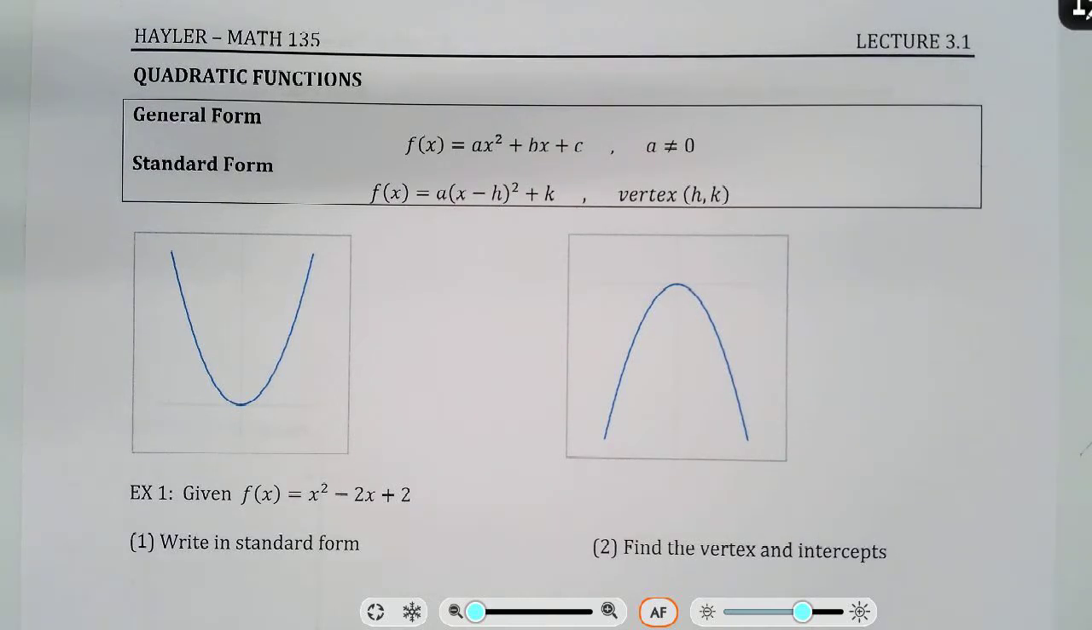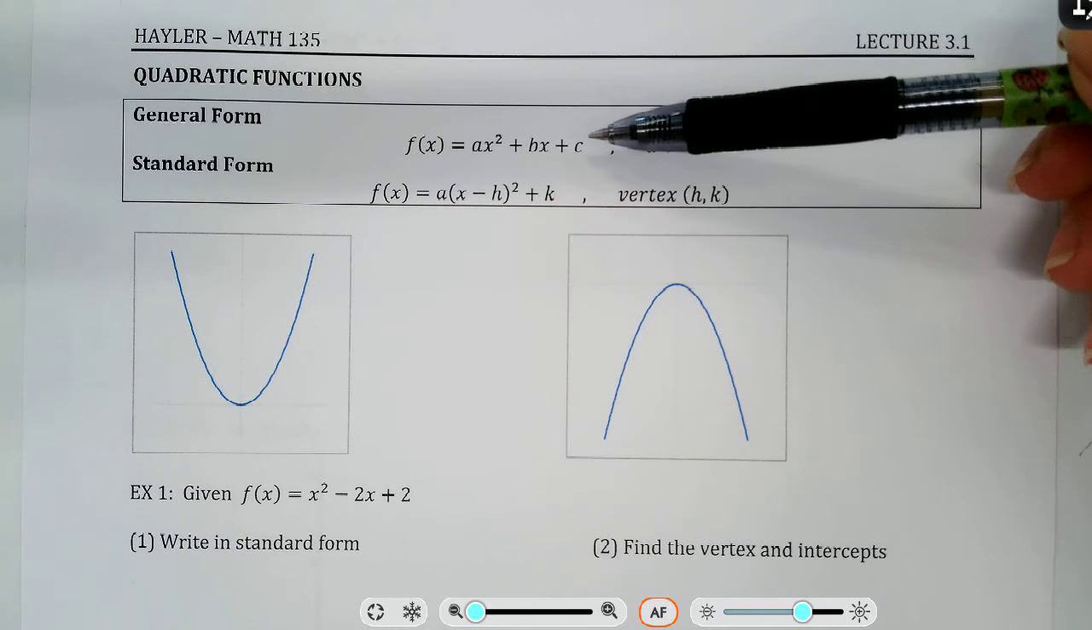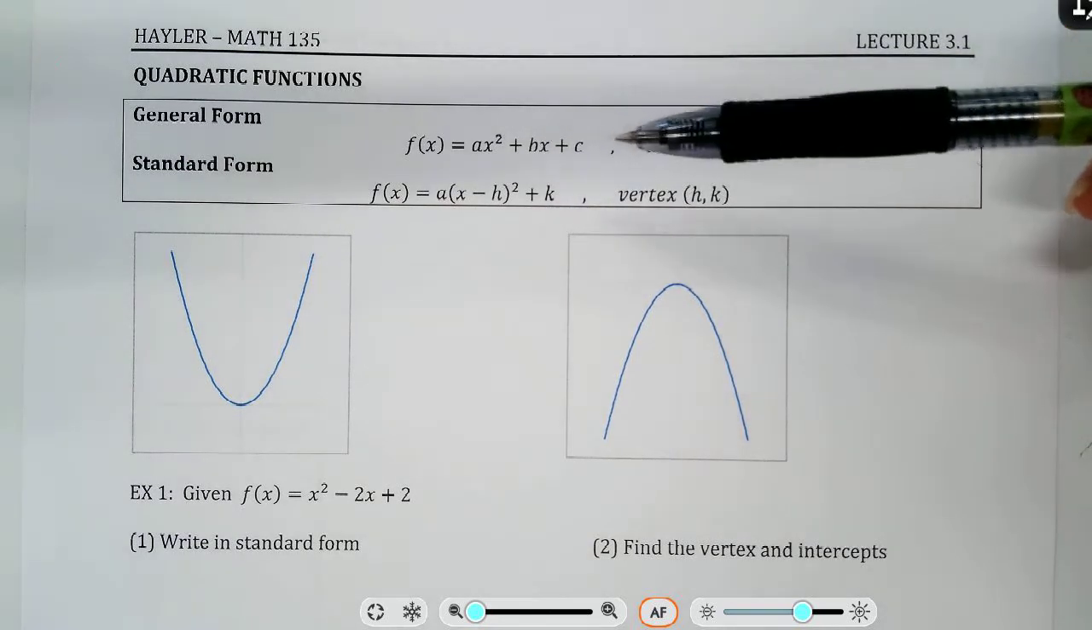All right, lecture 3.1, section 3.1. We're looking at quadratic functions. There are two different forms for quadratic functions. You have the general form, which is the one we normally use when we're working with the quadratic formula, so you can find your a, b, and c values easily.